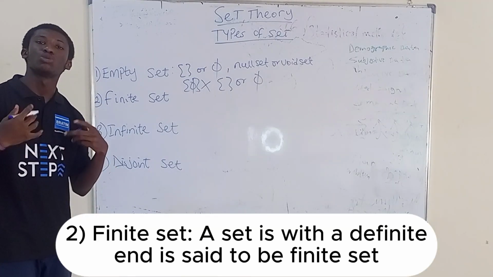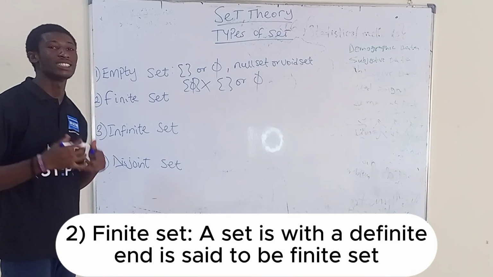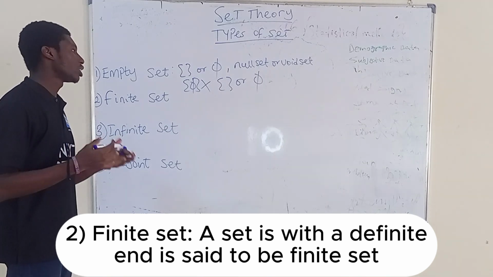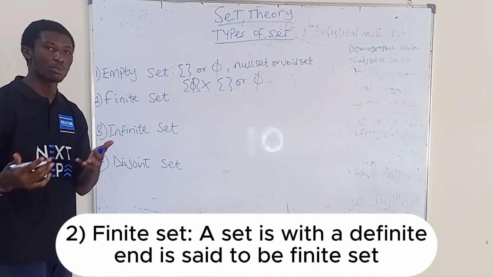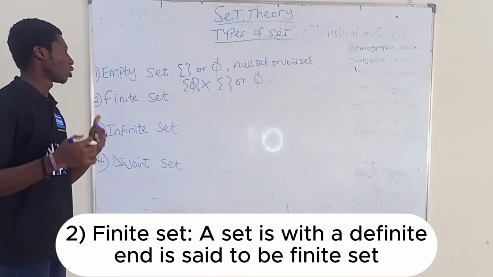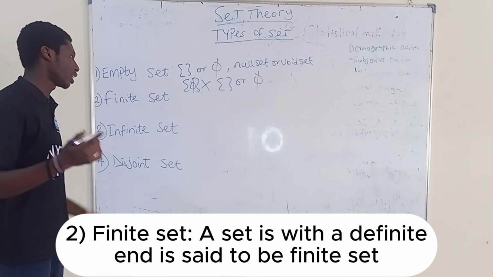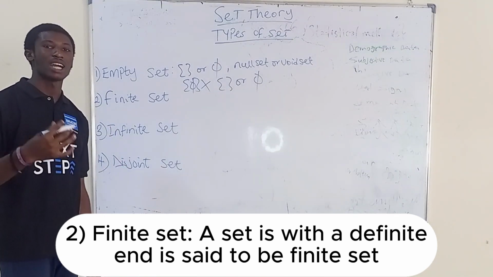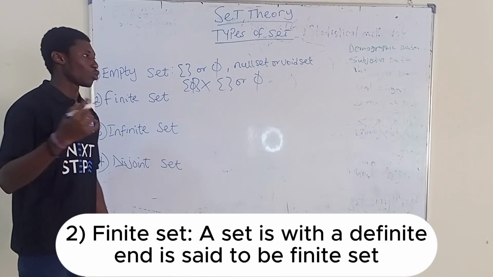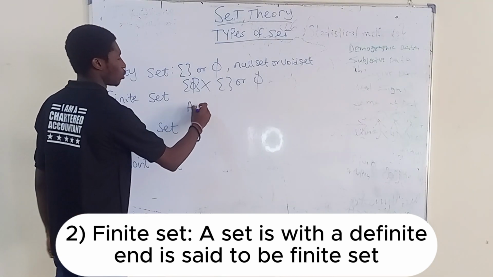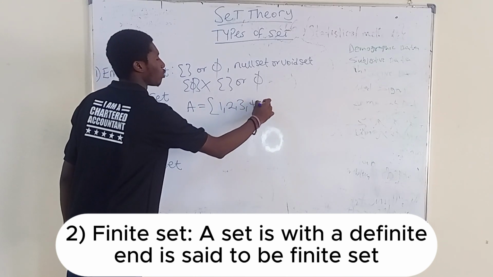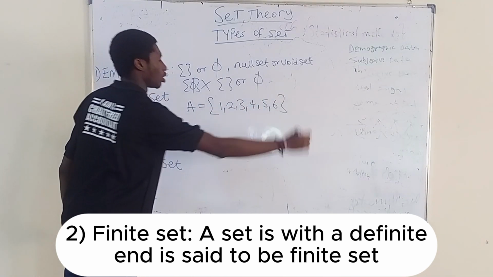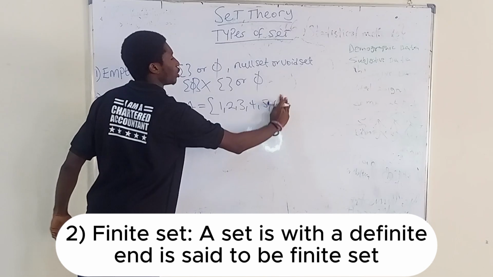The next one we're looking at is your finite set. Now, a set is said to be finite if it has a definite end. Meaning we know where that set is going to end. For example, if you have a set of natural numbers up to 10, that set will be regarded as a finite set. What do we mean by that? You have a set A which is equal to {1, 2, 3, 4, 5, 6 to 10}.